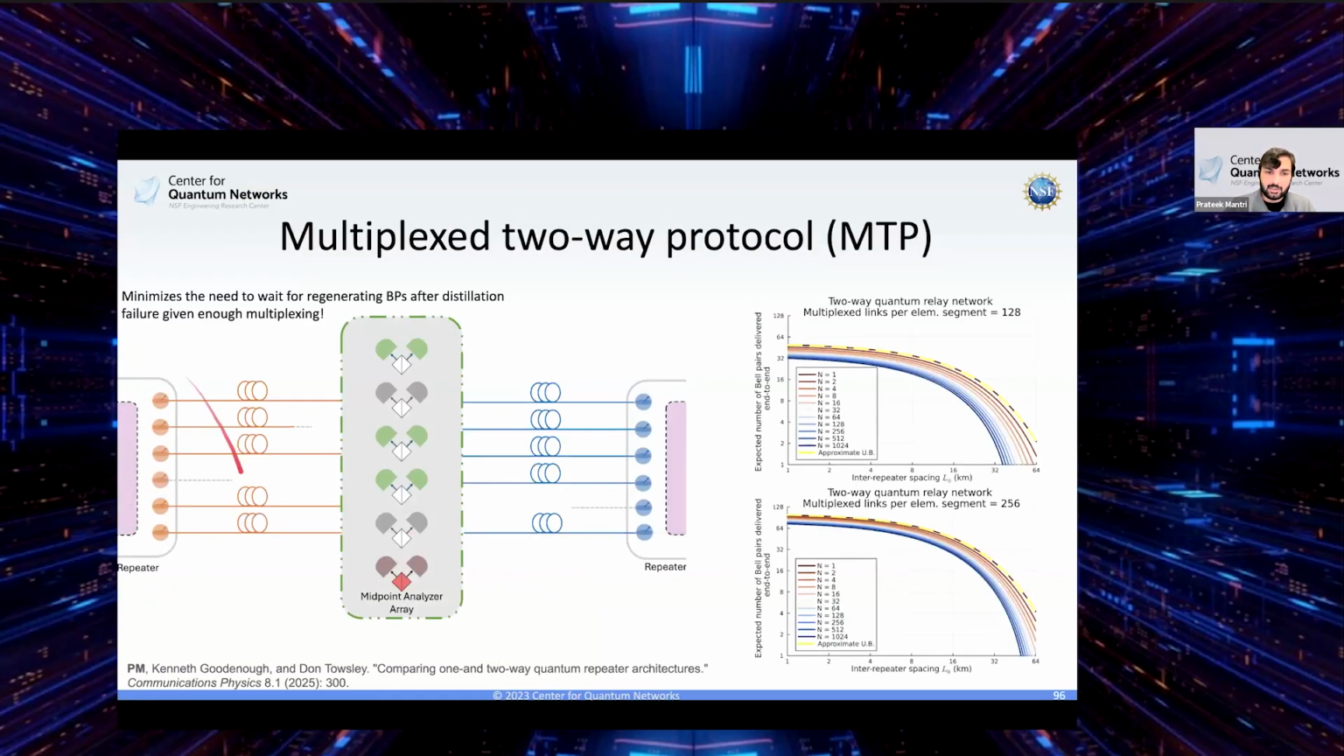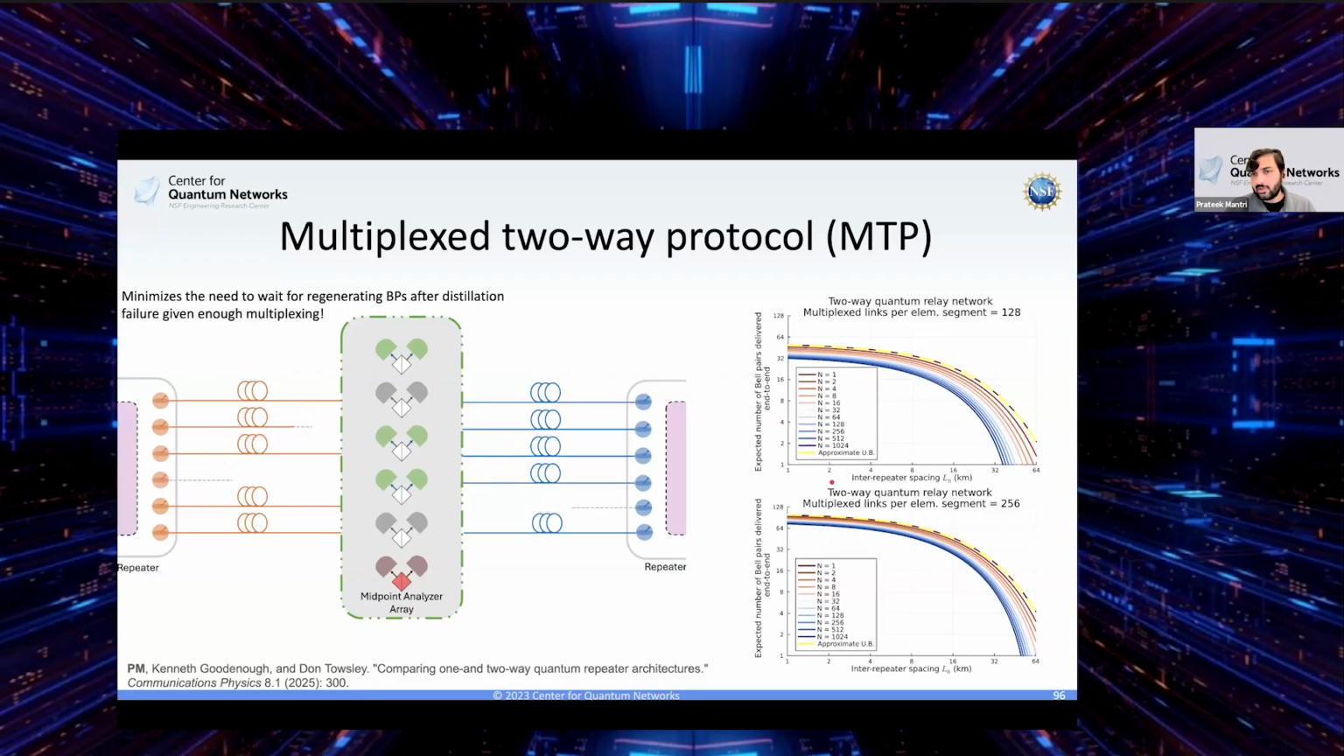So you have these repeaters here. You have these emissive memories that are attempting link generation in parallel. And then you have this midpoint analyzer, or the Bell state analyzer array, located. So some of these would have coupling losses, so these memories would not be able to generate. Some of these photons will get lost in transit. And some of them would also have the Bell state measurement not succeeding. But the ones that do succeed would end up generating a higher number of Bell pairs.